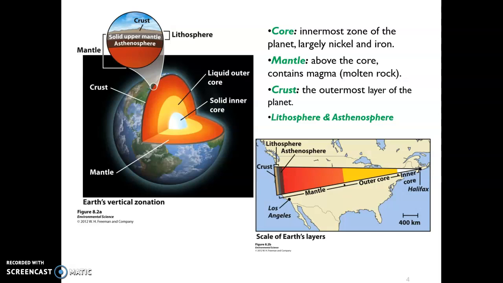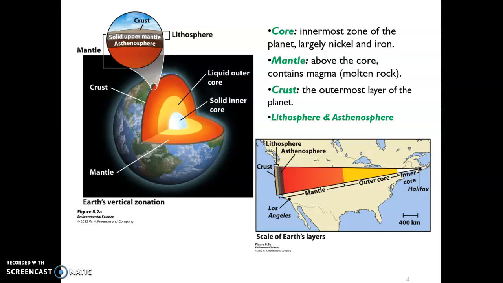So the mantle, M-A-N-T-L-E, is above the core, and it contains magma, which is molten rock. So the rock is also still so hot that it's very liquidy. But you'll see later there are layers within the mantle. Okay, the next layer up is the crust. That's the outermost layer of the Earth. It has distinct chemical characteristics. There are certain chemicals in there that we can measure and that are distinct to the crust.